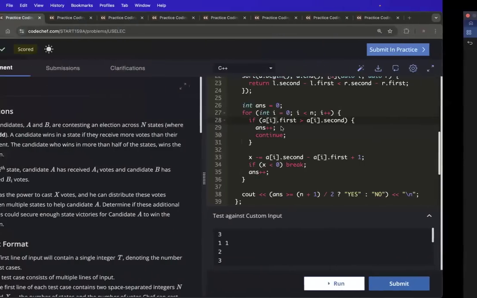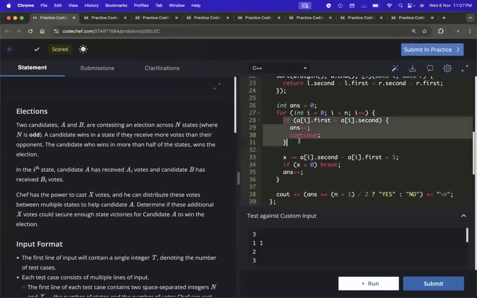So basically in my code, first of all, I'm checking that if A is already winning without any help, then increment the answer and just move on. And if at any place I realize that A is not winning on its own, I will give some votes so that A wins in that state. And if I realize that X goes below 0, it means that you don't have that many votes in your bank to make A win. So in that case, I will just break off the loop. Otherwise, I will increment the answer and go into the next iteration and repeat the same process.